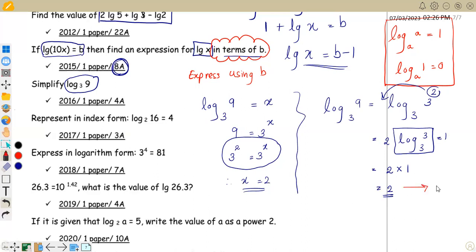Here, 1 mark for applying any rule and 1 mark for getting the answer. Here also, applying any rule, 1 mark. Obtaining the answer, 1 mark. 2 marks are given. You can use either the first method or the second method to obtain the answer. We have done this one here also.